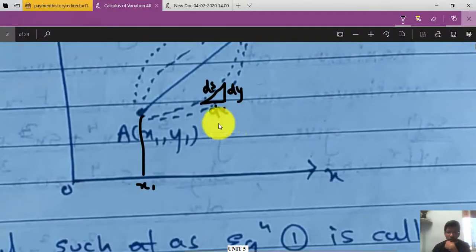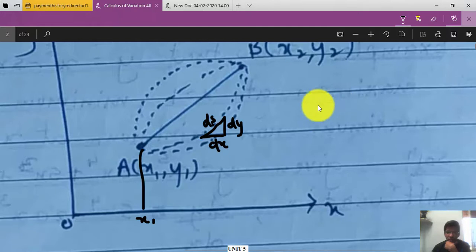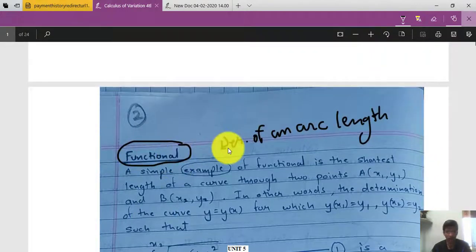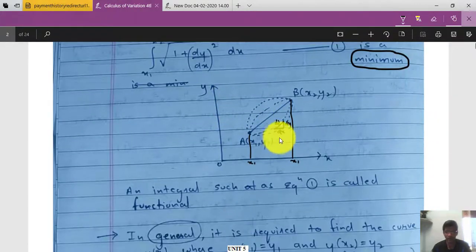So I need to find the shortest distance. If I take any point and take tangents, some part I'm going to evaluate so as to get the length of this particular curve, right? Everywhere it is not the same, and these are the points x1 and x2. I need to tell you the concept of what exactly is this, that is functional. What do you mean by functional?